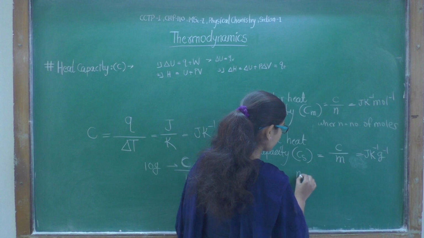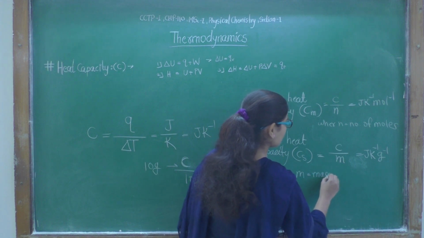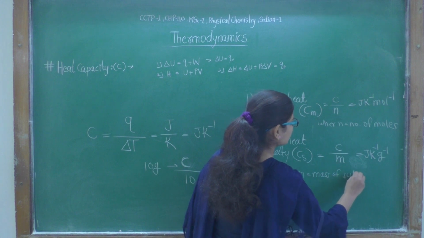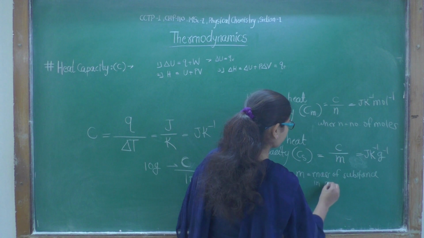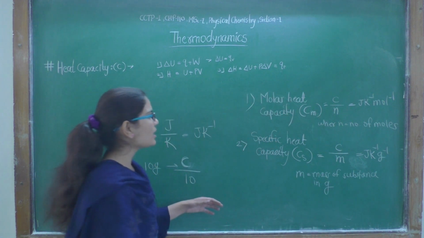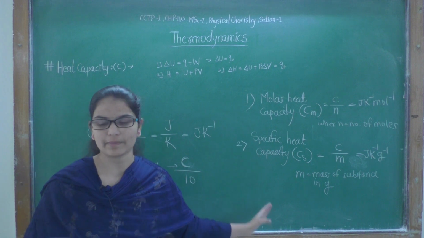And M is equal to mass of substance in gram. This is all about heat capacity. This is molar heat capacity, this is specific heat capacity.